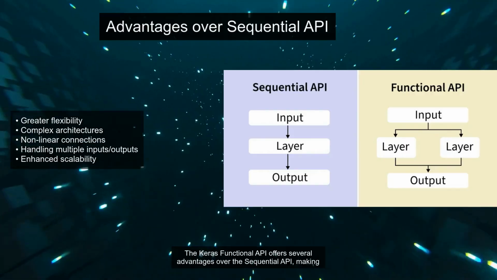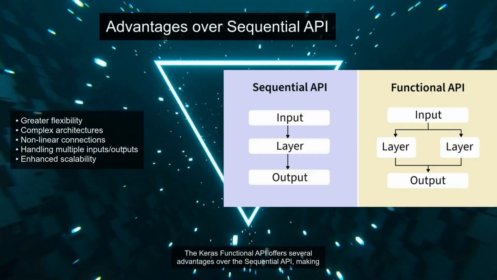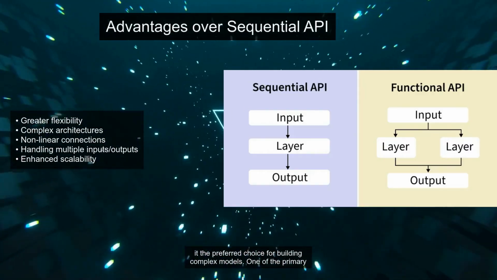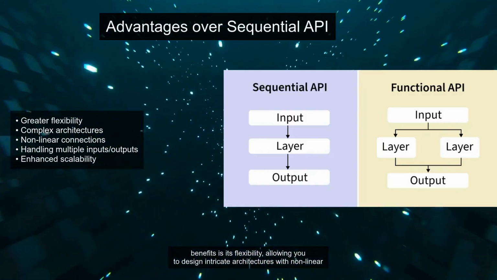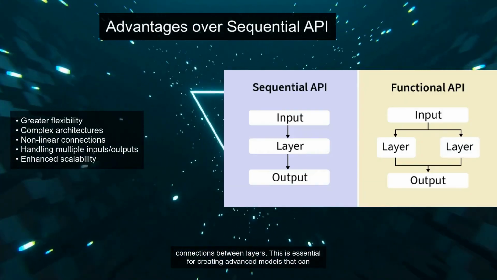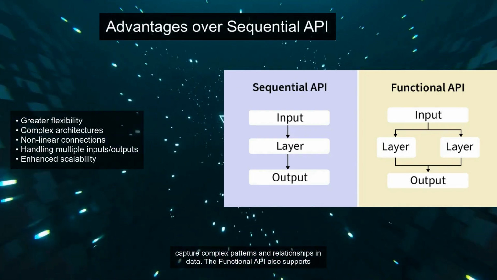The Keras Functional API offers several advantages over the Sequential API, making it the preferred choice for building complex models. One of the primary benefits is its flexibility, allowing you to design intricate architectures with nonlinear connections between layers. This is essential for creating advanced models that can capture complex patterns and relationships in data.